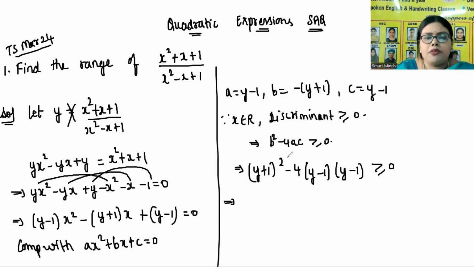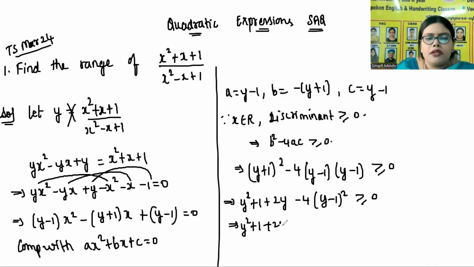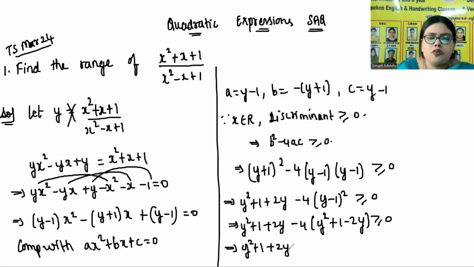Now open the brackets, a plus b whole square: y square plus 1 plus 2y, minus 4 into y minus 1 into y minus 1. We can write y minus 1 whole square. Now in the next step, we will expand that as well. So minus 4 into y square plus 1 minus 2y greater than or equal to 0. So y square plus 1 plus 2y. Now multiply this 4 inside. So minus 4y square minus 4 plus 8y greater than or equal to 0.